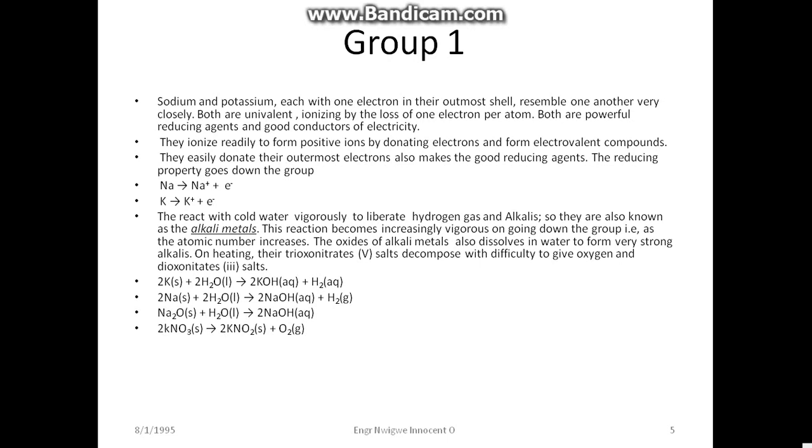2 molecules of sodium tetraoxonitrate will give 2 molecules of sodium trioxonitrate plus oxygen.